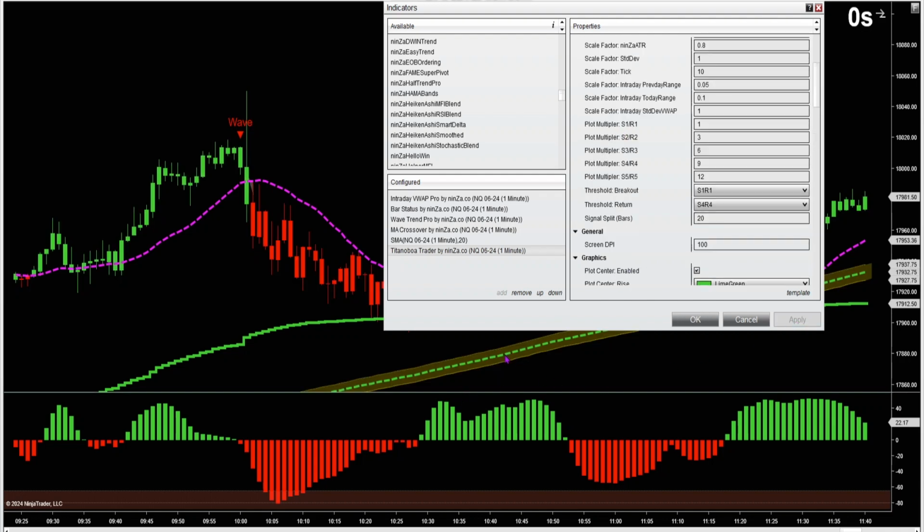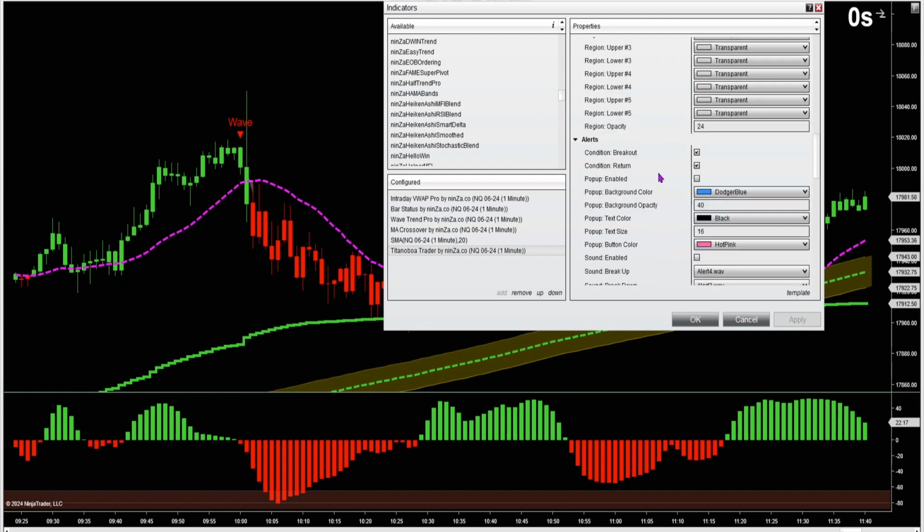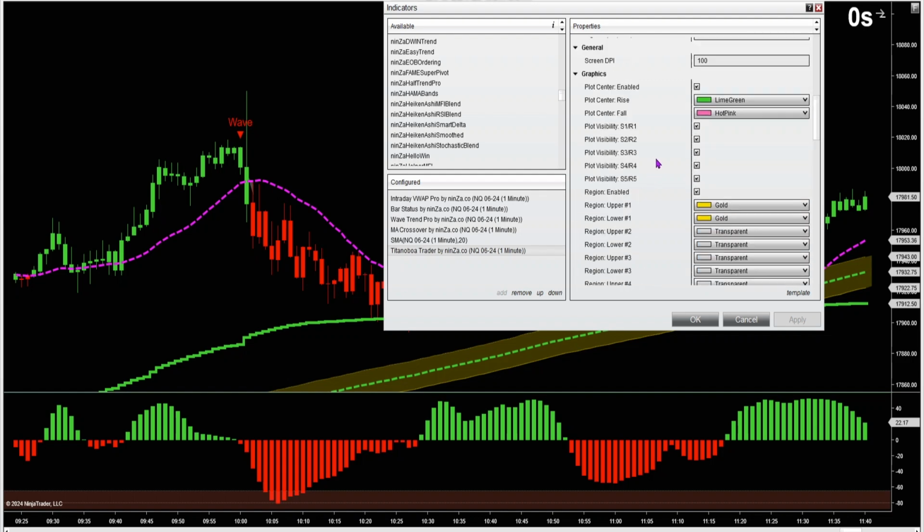If I want to make this band a little bit wider, this is the plot multiplier for support and resistance level 1. I can change that to a 2. Now it's a little bit wider. I could change that to a 3, 4, 5, however wide I want to make that thing. The Titanoboa Trader will plot multiple lines of support and resistance, set amounts of standard deviations out from any kind of moving average line on your chart or a pivot point or VWAP. It'll create these bands. It allows you to have signals for a breakout and a return of different levels. I'm just using it for this very basic wide band.